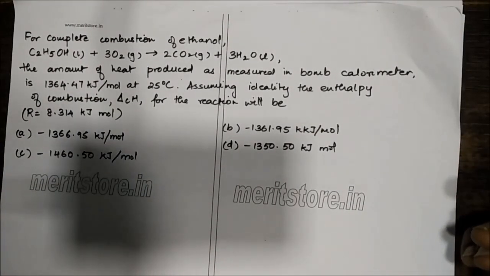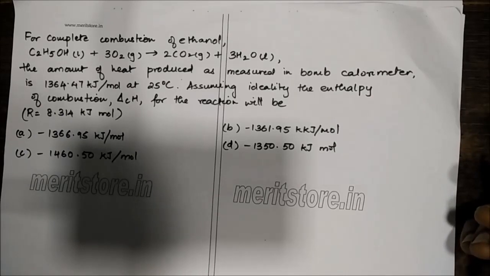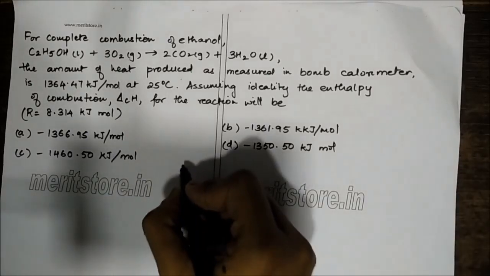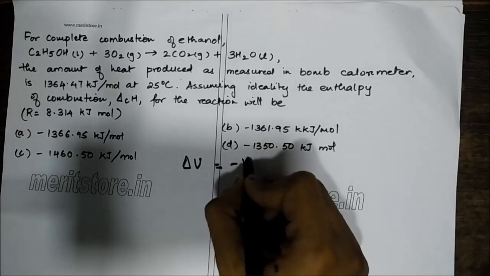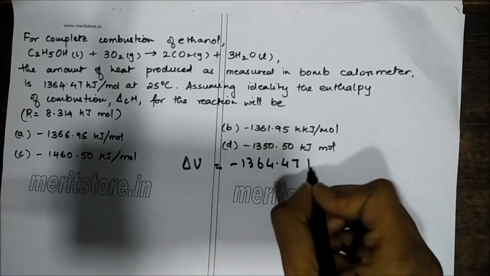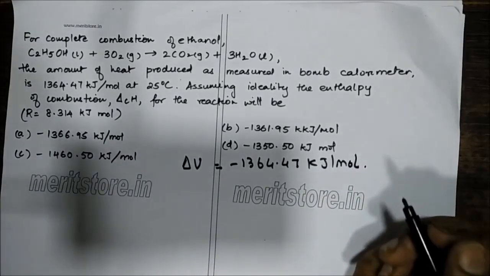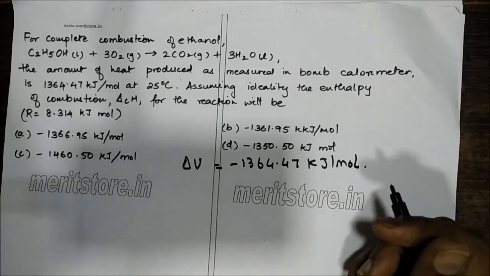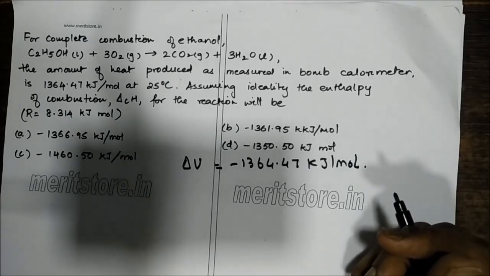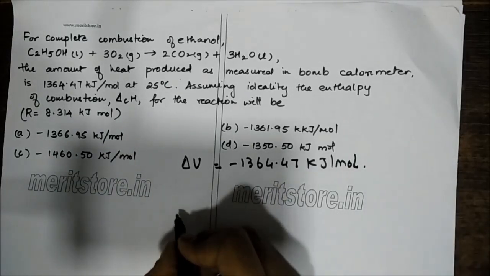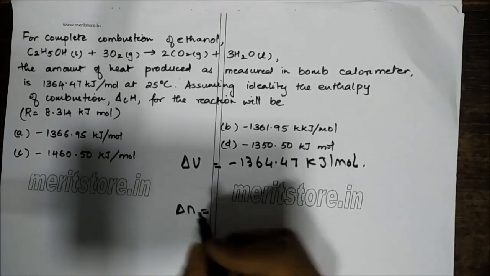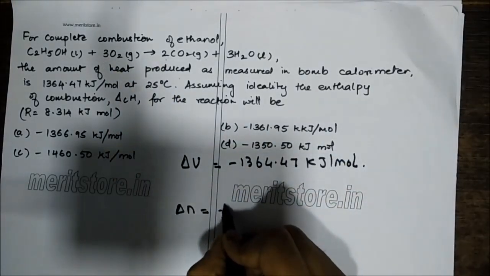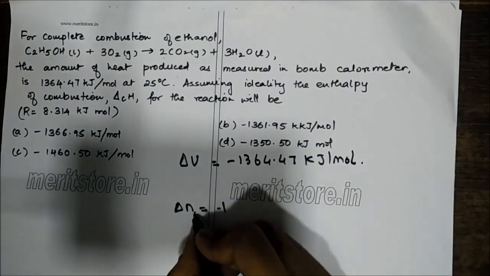For the complete combustion of ethanol, the reaction is given to you. The amount of heat produced as measured in a bomb calorimeter, so the bomb calorimeter is giving you the amount of heat produced, which is indicated by delta U, and that is minus 1364.47 kilojoules per mole. Assuming ideality, the enthalpy of combustion, delta H, for the reaction will be? So they are asking you delta H. First of all, find out what is delta n. If you look at the gaseous products, 2 moles, and the gaseous reactants are 3. So 2 minus 3 is minus 1. So delta n is minus 1. This is for the gaseous species.